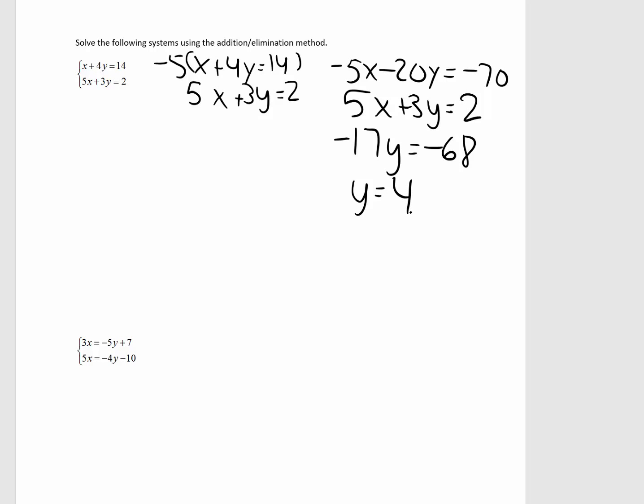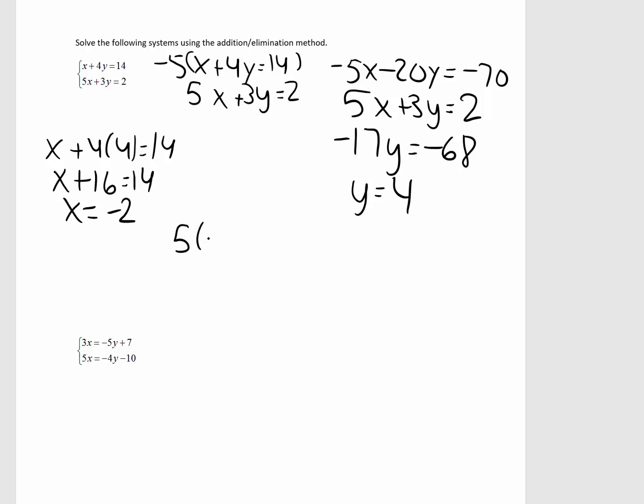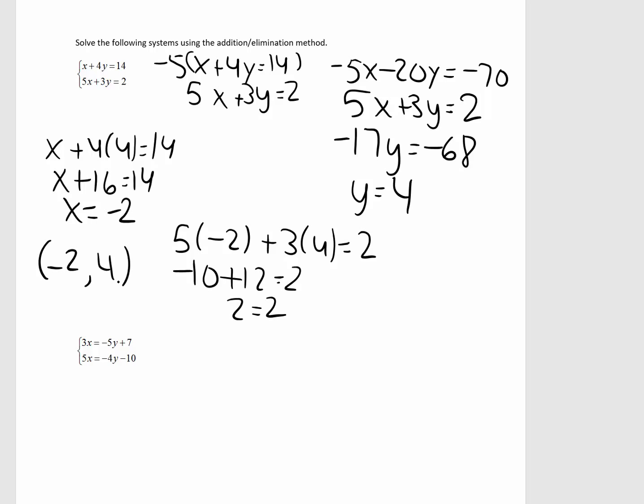All right, I'm going to replace y with 4 in the top equation to calculate what x is. 4 times 4 is 16. Subtract the 16. x is negative 2. Now, let's replace x with negative 2 and y with 4 to see if it works for the bottom equation. And in this case, it does. So my solution to the system is (-2, 4).